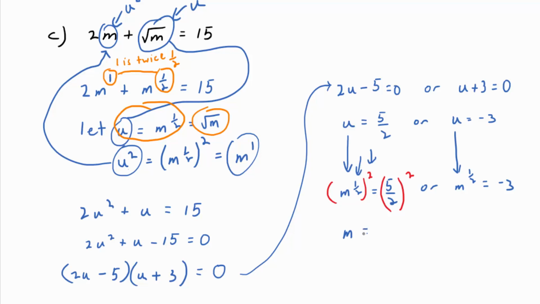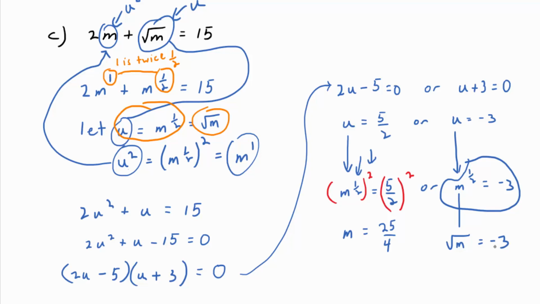And then what's 5 halves squared? 25/4. Now, m to the 1/2 equals negative 3. I think it'll help you to really make the replacement m to the 1/2 with square root of m. It's the same thing, right? Do you ever get a negative number when you take the square root of a number? Have you ever known that to happen? No. So you know that, right? You take the square root of a number, you're not going to get a negative number popping out.